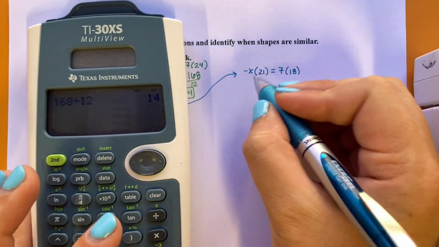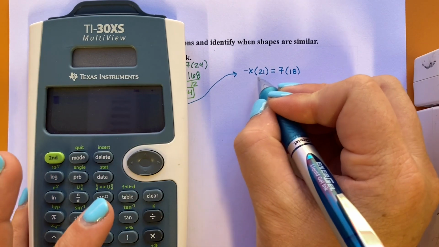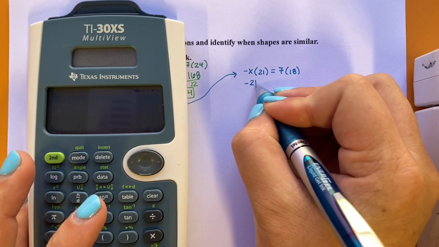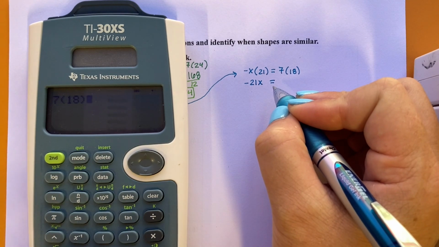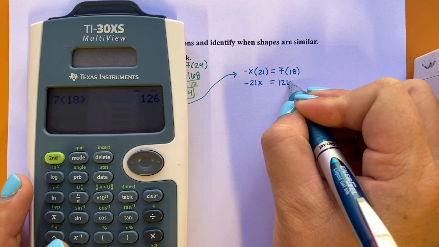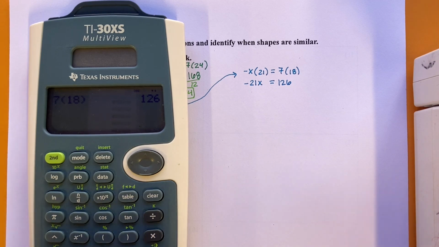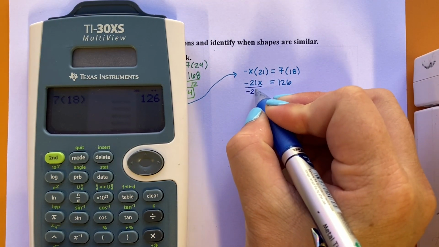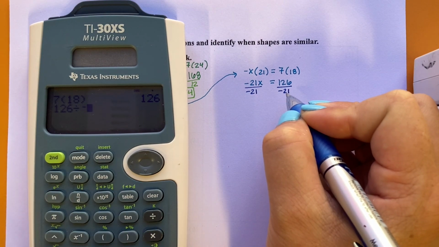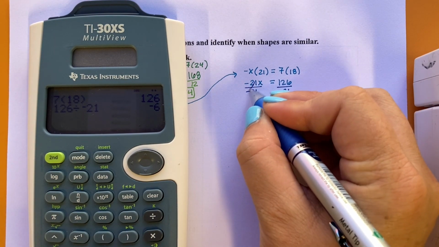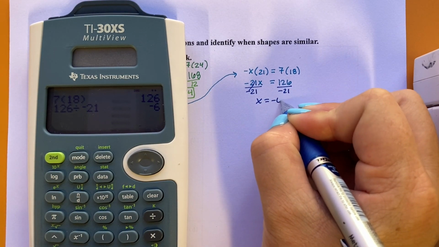So that would end up giving me negative 21x equal to 7 times 18. And then I would divide by negative 21. 126 divided by negative 21, x equals a negative 6.